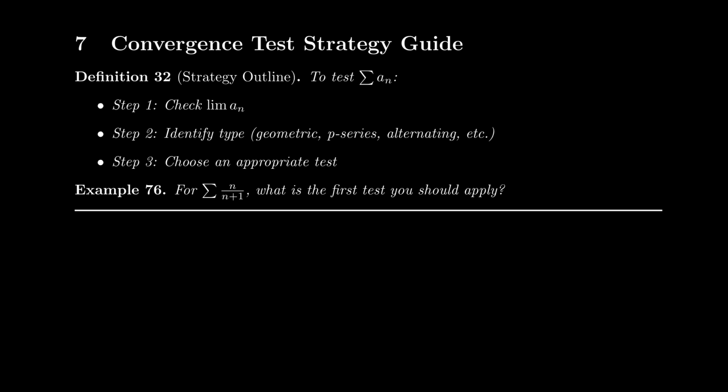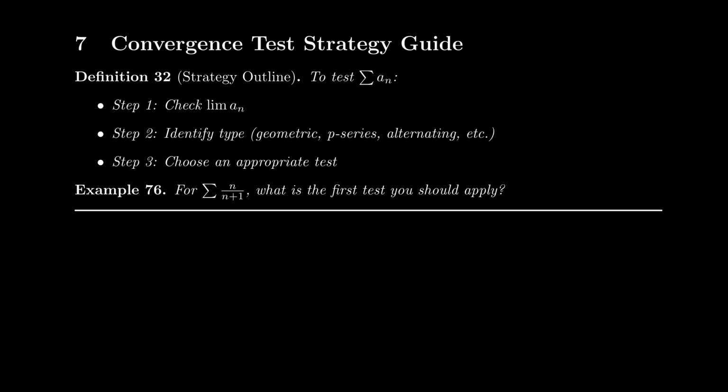As a strategy guide to test any series, check the limit of a_n. If the limit isn't 0, it diverges. Otherwise, see if it is geometric or a p-series or whatever, and then do the appropriate test. If it's a geometric series, you know what to look at. If it's a p-series, you know what to look at. If it alternates, look at the alternating series test. If it has a bunch of factorials and powers of n in it, that's a ratio test. If it has everything to the power of n, that's a root test. Otherwise, you're stuck with one of the two comparison tests. I would always try the limit comparison test first because it's easier. And that's it. That's the strategy guide always.